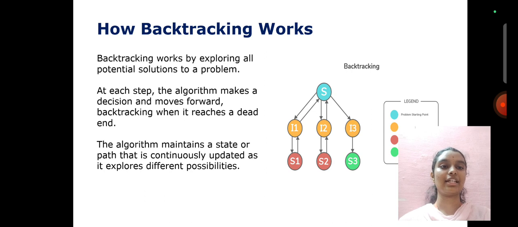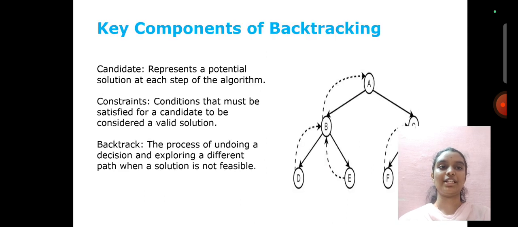And here again S2 is not a feasible solution, and then we again backtrack from S2 through I2 to S, and then again we change the path to find the feasible solution. Then we reach S3 via I3, which is the feasible solution. Backtracking works very efficiently.